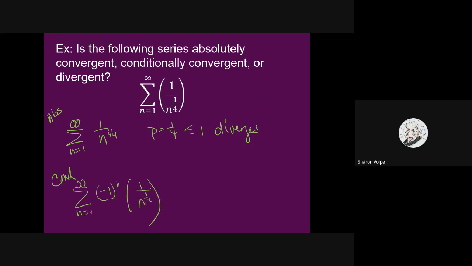Okay, so let's see, the terms alternate, decrease, and approach 0, right? No matter what I put in for n, the numbers are getting smaller and smaller because 1 over a giant number is getting closer to 0. So this is convergent. So this series is conditionally convergent. Again, you have to check for absolute convergence first.